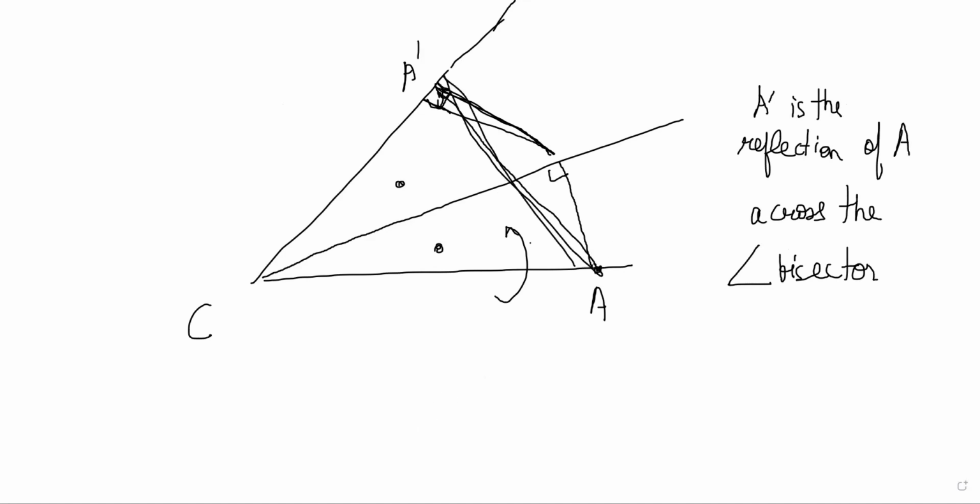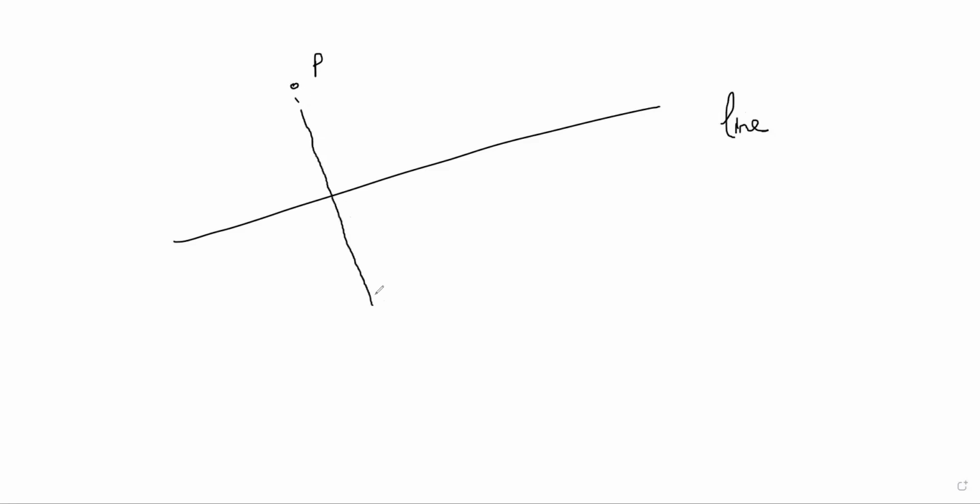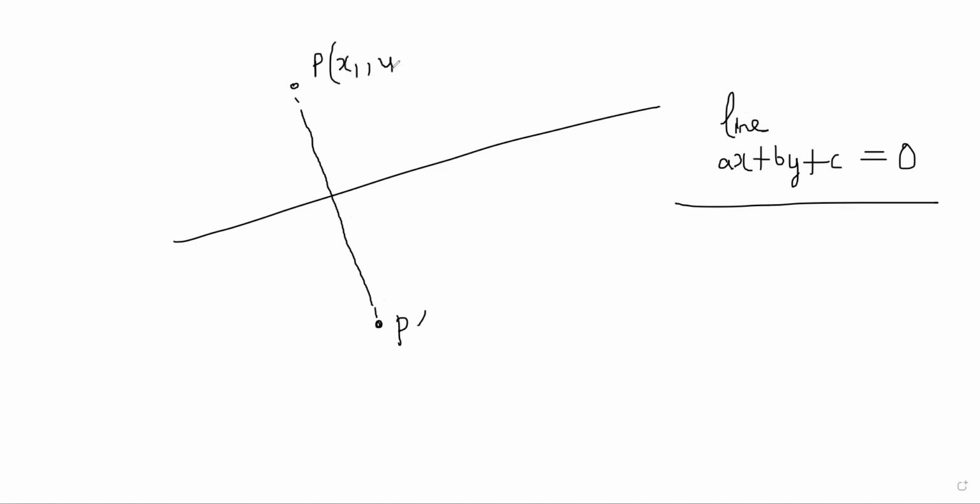So what we need again is, if I have a point and a line, can I find the reflection across it? So in general, how would you do that? Let's say we have a line like this, ax plus by plus c is equal to 0, and let's say a point is some (x1, y1). I want to find the reflection across it.